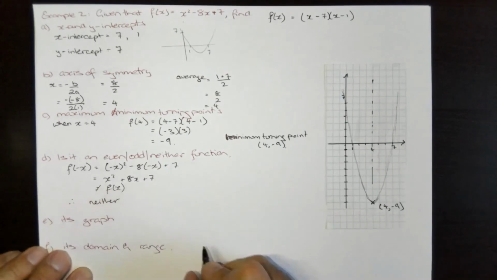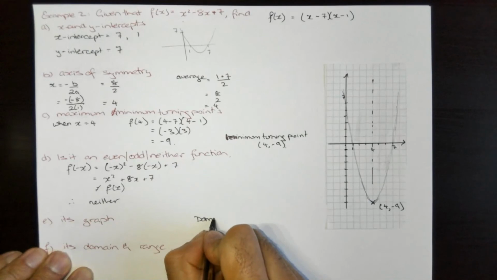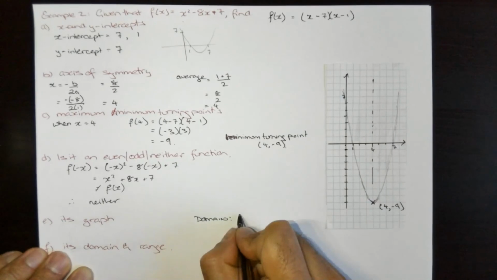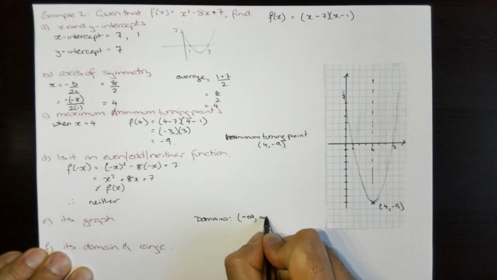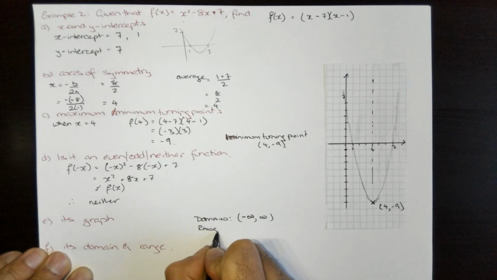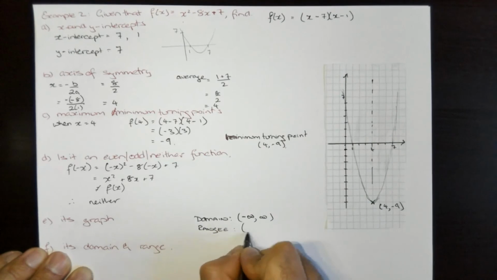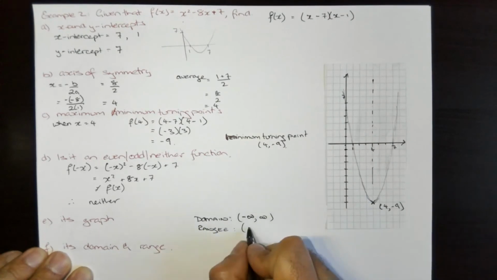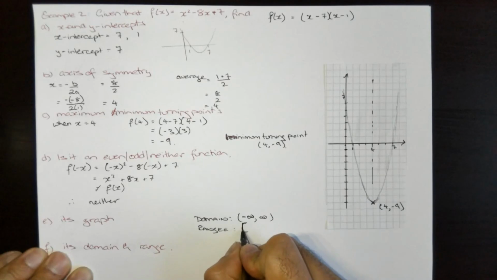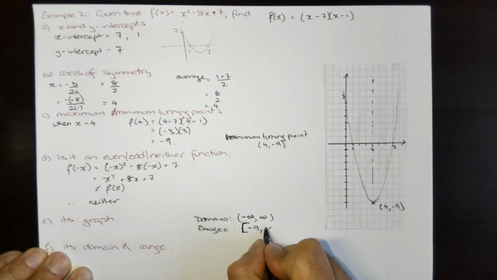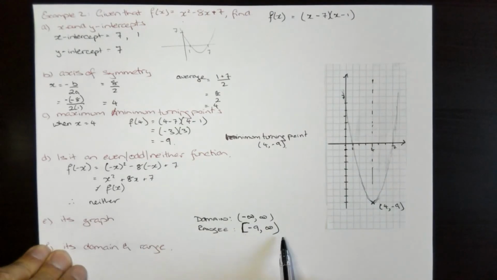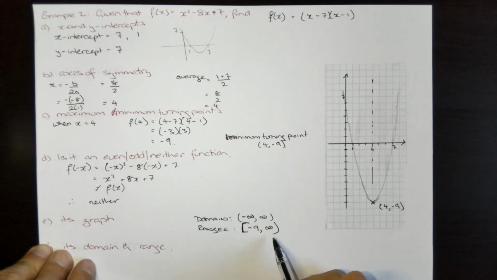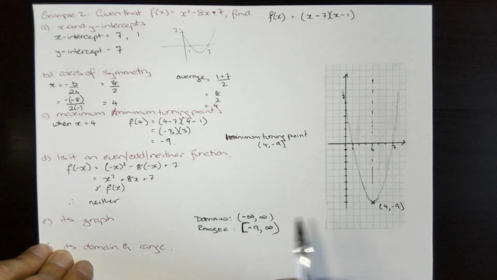There's the graph. Let's talk about domain. So once again, the domain can go from negative infinity to infinity, and the range can only go from -9, so it includes -9, and goes all the way to infinity. If it includes, it's square brackets. If it can continue on, as you can always continue on from infinity, it's curly brackets. Okay.